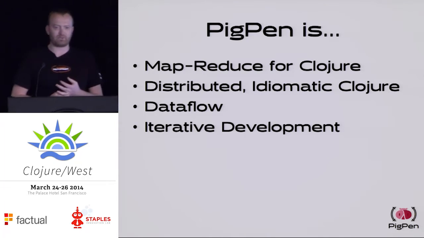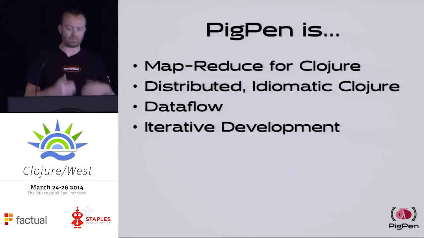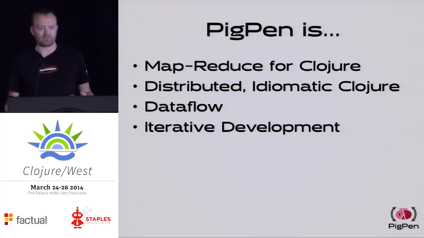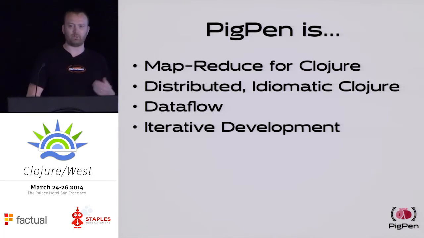PigPen is about iterative development. In a lot of the MapReduce tools that I've used before, there's very long cycles. You have to write a big script. You don't really know what it's going to do. If it's going to work, then you go run it. A couple minutes later, you get back some results, and it most likely won't work. With PigPen, I want immediate feedback, like we're used to in the Clojure REPL.